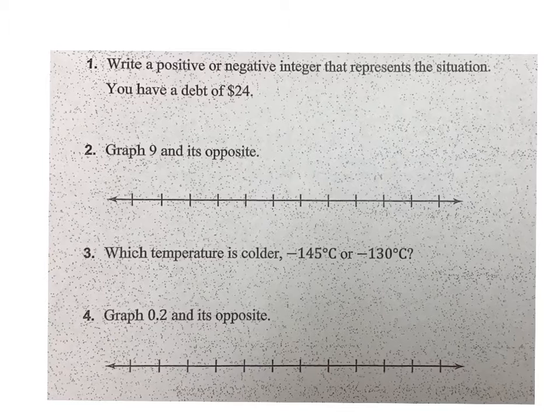Okay, so the first one is write a positive or negative integer that represents the situation. So if I have a debt of $24, that means I'm not getting money. It's not a positive thing. So the way I would represent that is negative 24. And that's a negative integer.